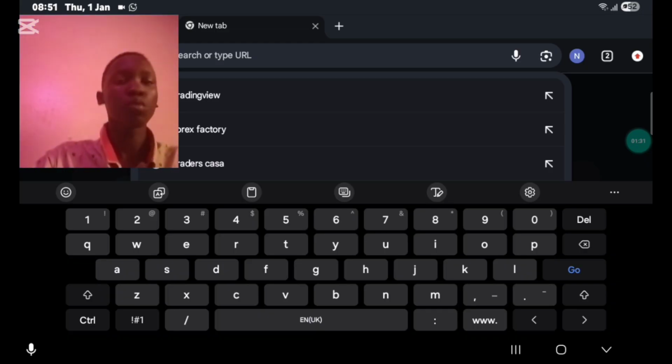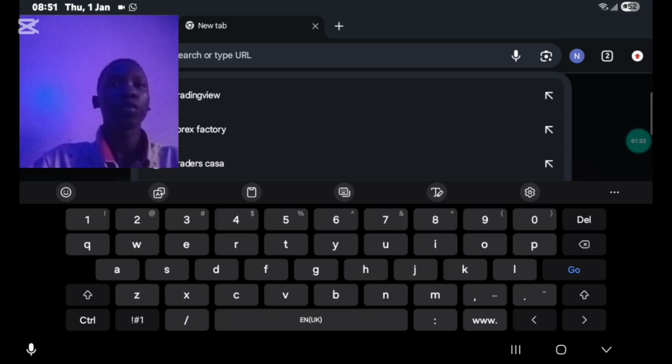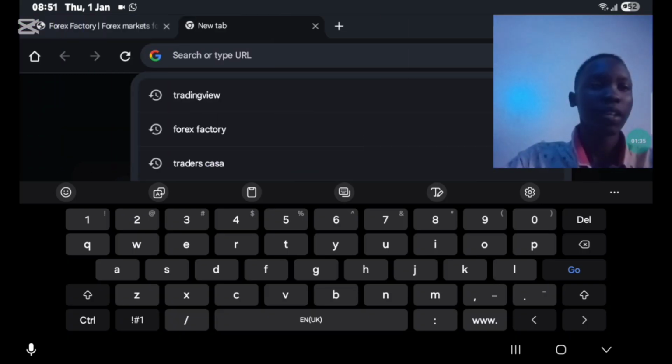So after you go to Google Chrome, what you will type is funded pips.